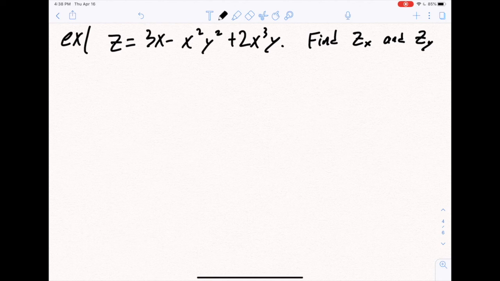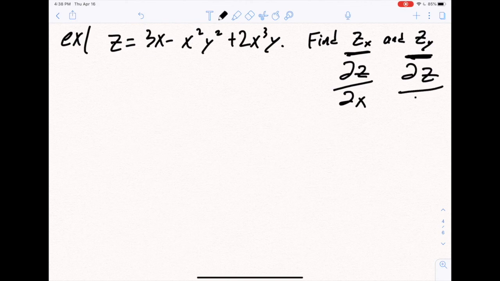So here we're given the function z equals 3x minus x squared y squared plus 2x cubed y, and we're asked to find z_x and z_y. Now this z sub x and this z sub y are just different ways to write the partial derivative of z with respect to x and the partial derivative of z with respect to y. So we want to find the partial of z with respect to x and the partial of z with respect to y of this function.